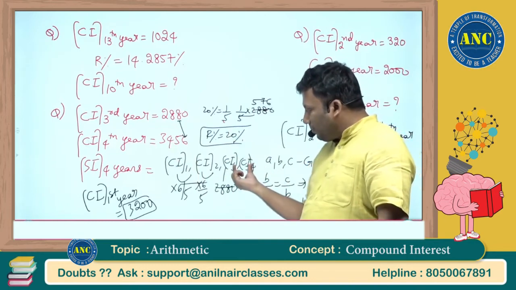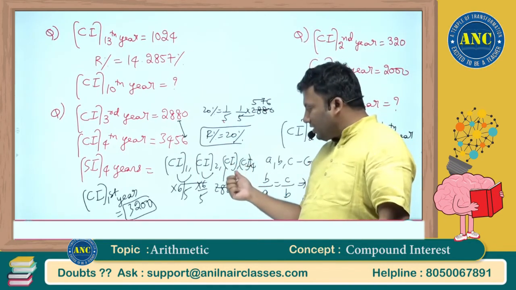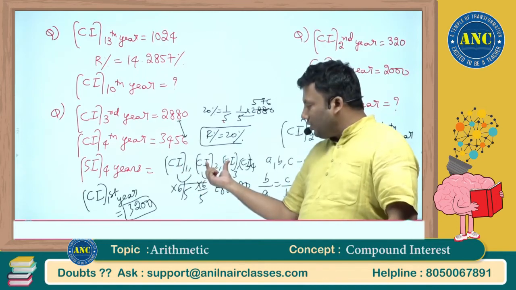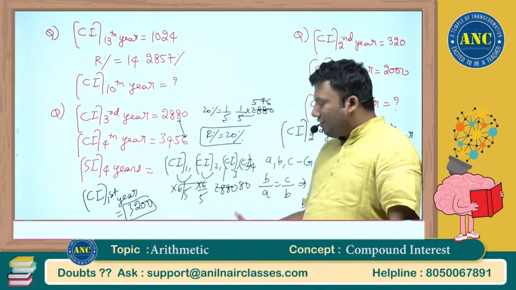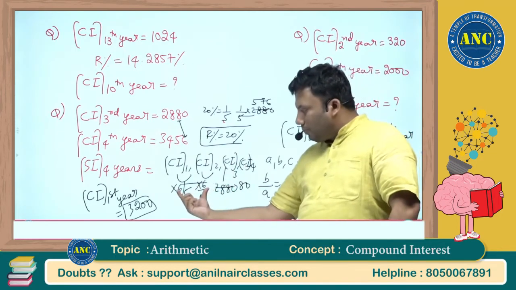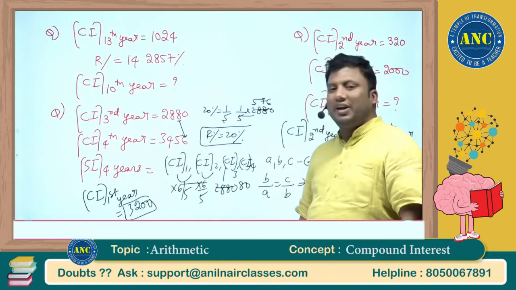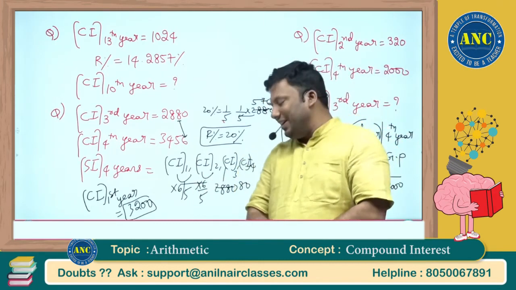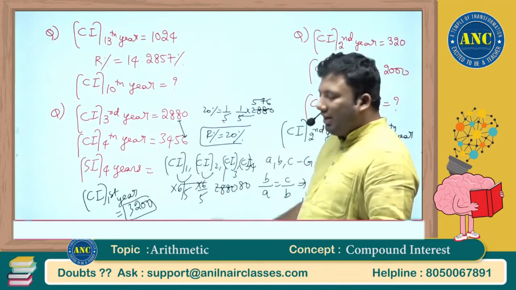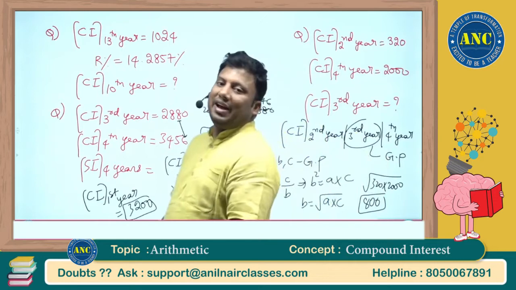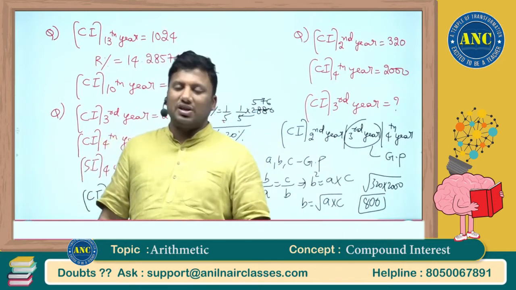I got 20 percentage. 1 plus 20 percentage is into 6 by 5 from here to here, and again from here to here. CI for the third year is given. So P into 36 by 25 is equivalent to 2880. 36 into 80 is 2880, and 80 into 40 is 3200. Compound interest at the end of first year is 3200.